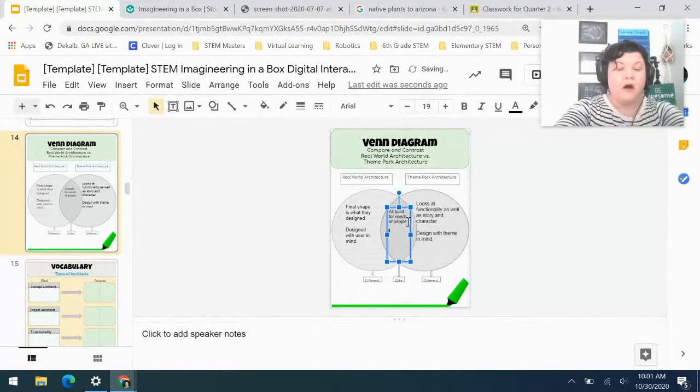They've also all gone to architecture school. They've all studied different architecture styles in school.